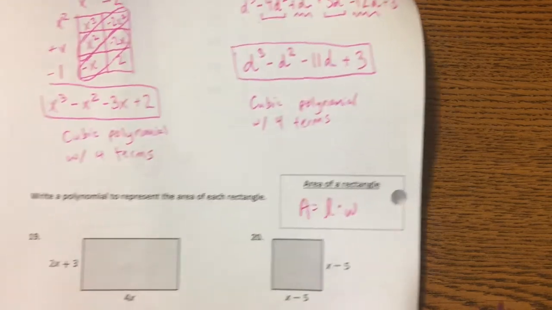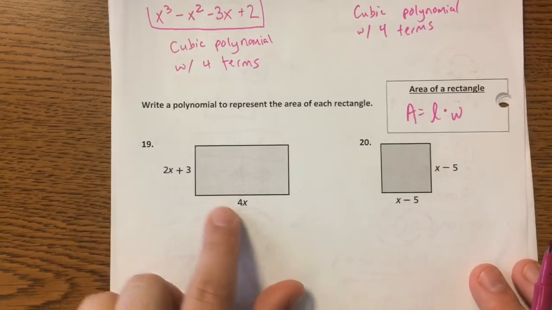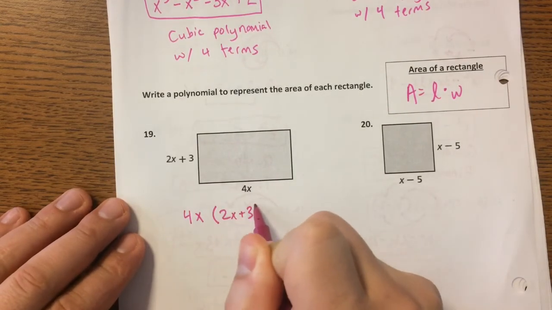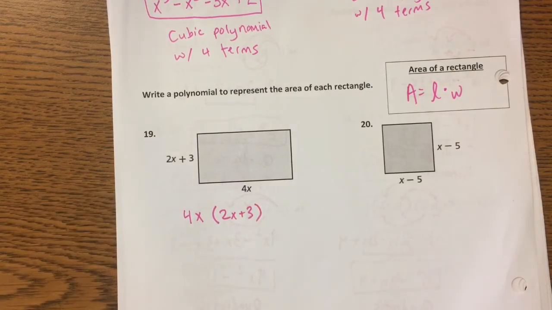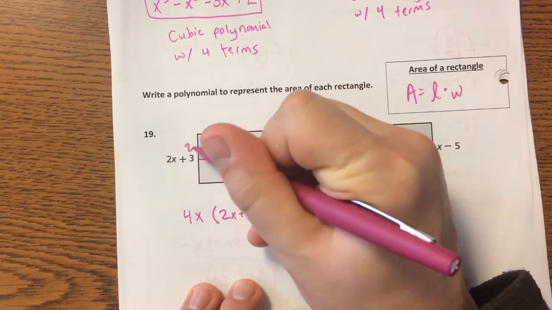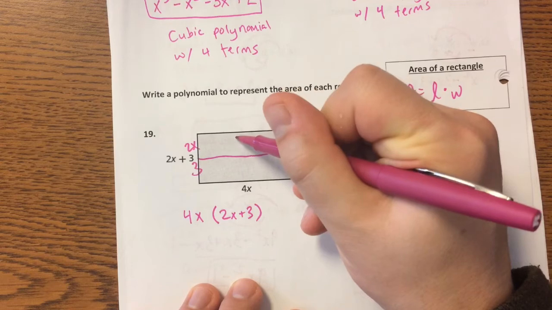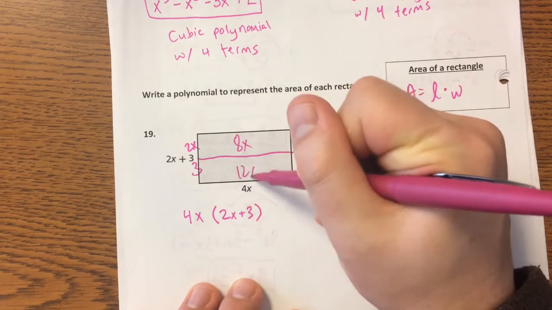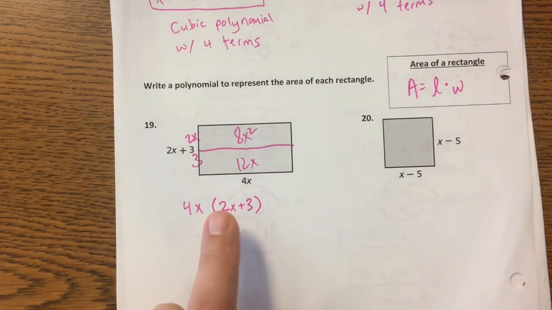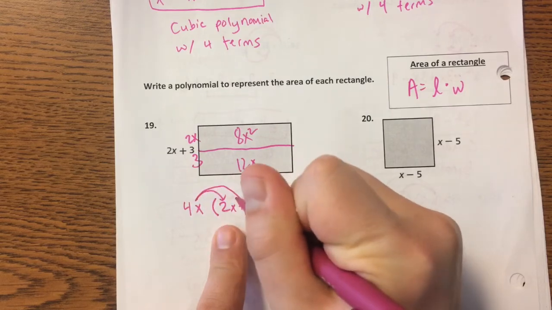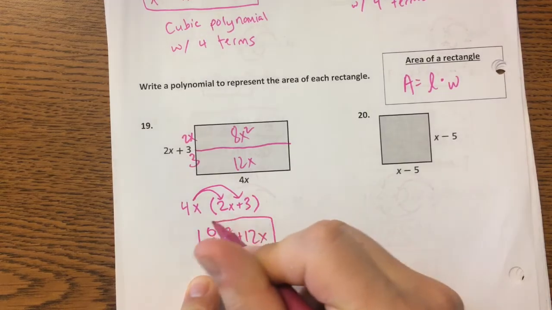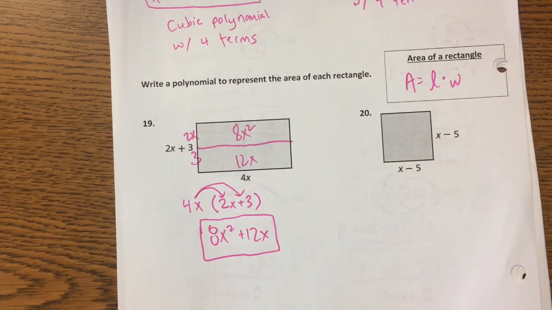So for number 19, if I have 2x plus 3 times 4x, so I have 4x times 2x plus 3, I can use the box method. This one would actually be 1 by 2, if I have 2x and 3. So that'd be 8x and 12x. Wait a minute. 8x squared and 12x. Or you could just use the distributive property here and distribute and get the same thing. 8x squared plus 12x. So either way is fine.